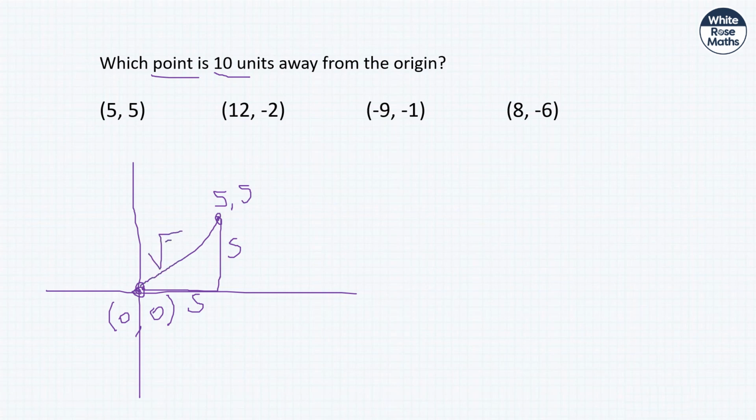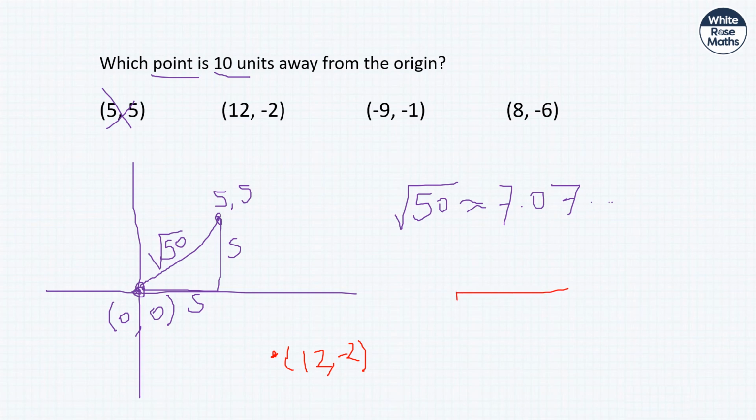That'll be the square root of 50. The square root of 50 is approximately 7 point something, so 7.07. So it can't be that one. What about this one? So 12 minus 2, somewhere down here. So that'll be the square root of 12 squared plus 4 squared, or minus 2 all squared.